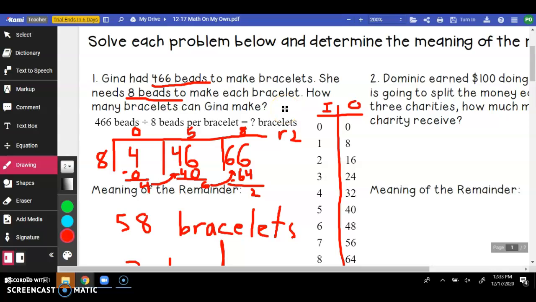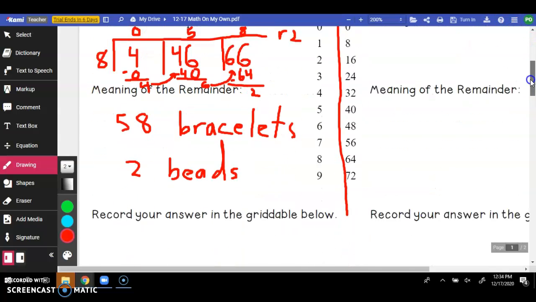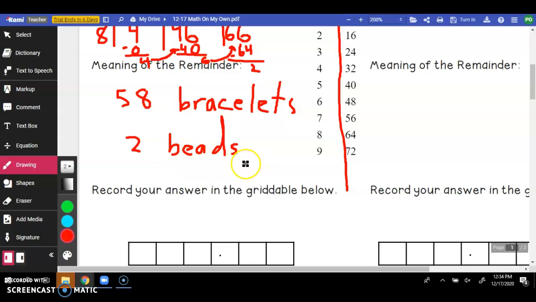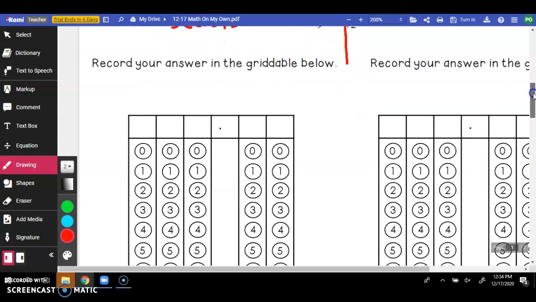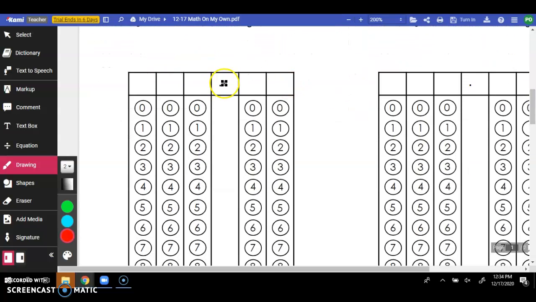Well, I know it's not asking me how many beads is left over, so my answer will not be 2. And if I think about it, it's okay if Gina has some leftover beads. What she wants is full bracelets, which means I will drop my remainder. I'm only interested in 58 bracelets. So that means when I come to my griddable, here's my decimal. I will write in 5 tens, 8 ones, and fill in 58.